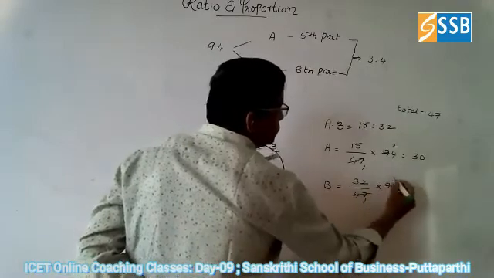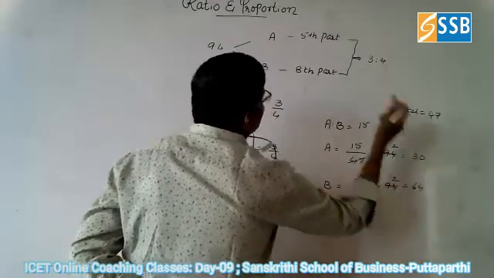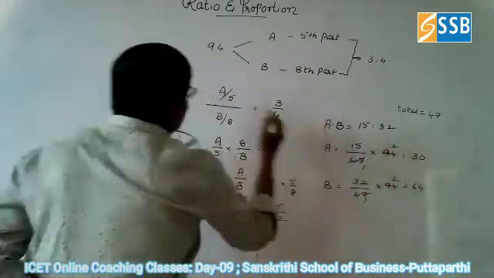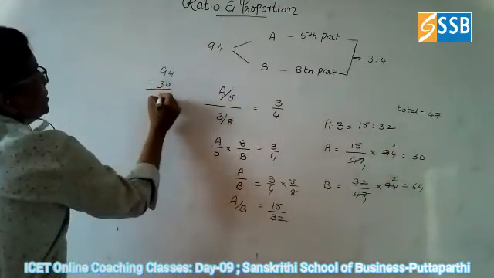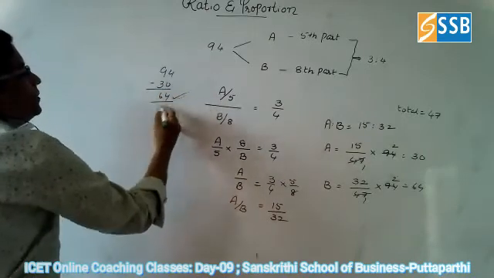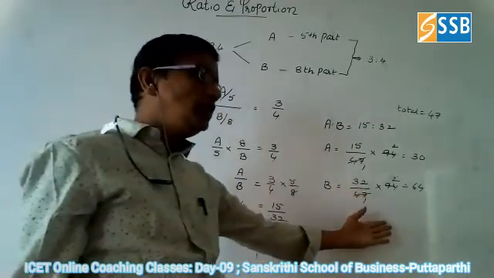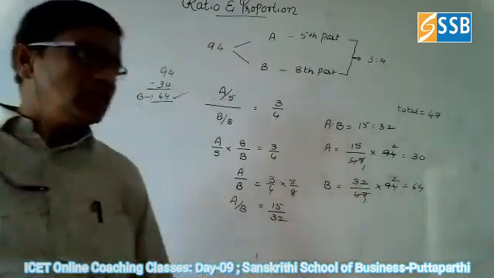So 32 is 64. Otherwise, you can also do it another way. From the 94 total, we subtract the first part 30, so 64 is the answer. That's all. You can do it this way also. You can do the answer like this.